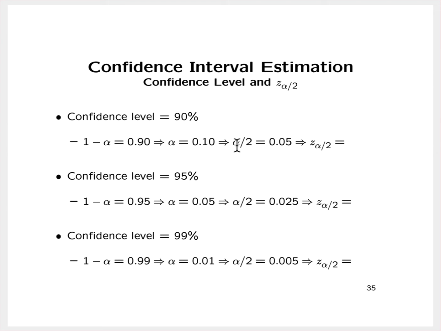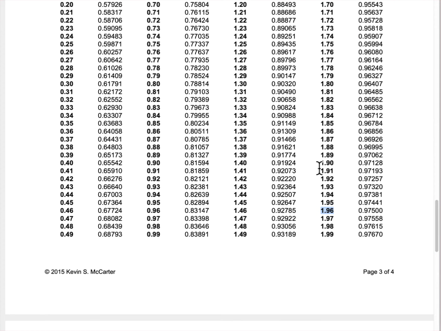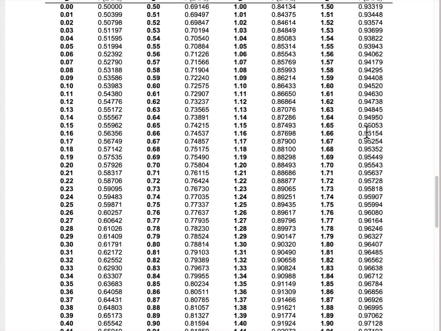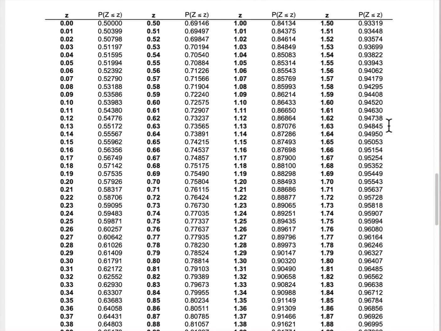Now let's look for this value here. If the confidence level was 90%, then that means that alpha over 2, the subscript of this interval coefficient, would be 0.05. Now, again, that is the right tail area. So in this table, which gives us left-tailed areas, what we would need to find is a left-tail area equal to 0.95, 1 minus 0.05, so 0.95.